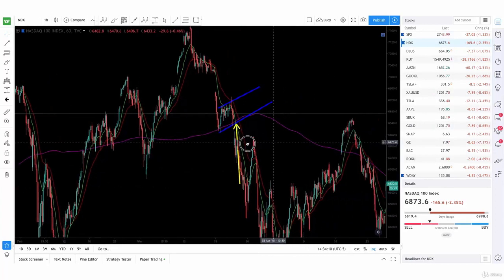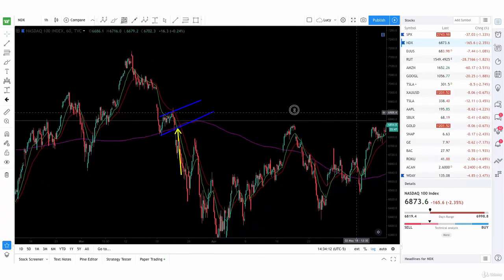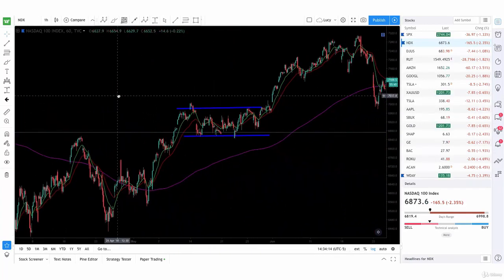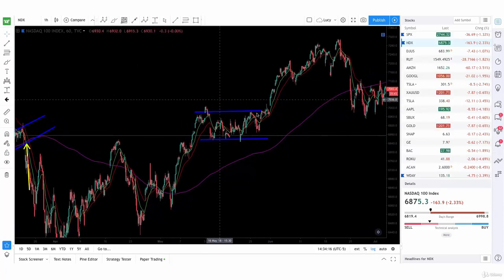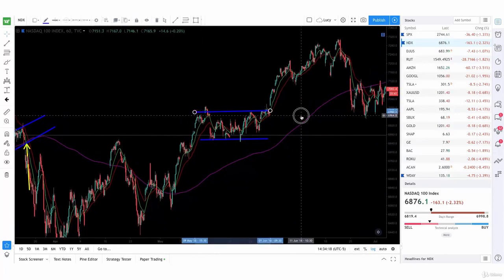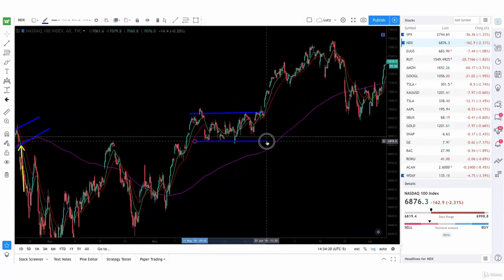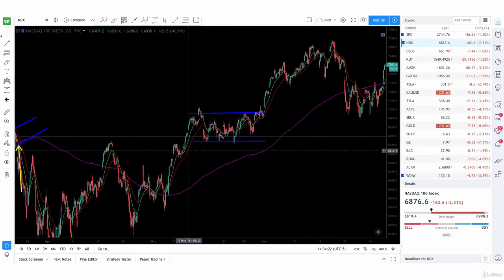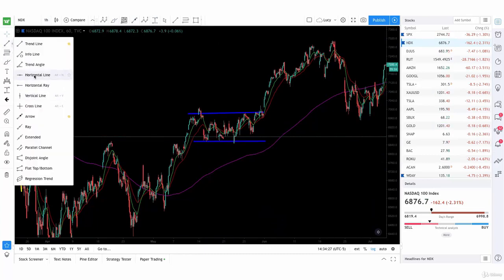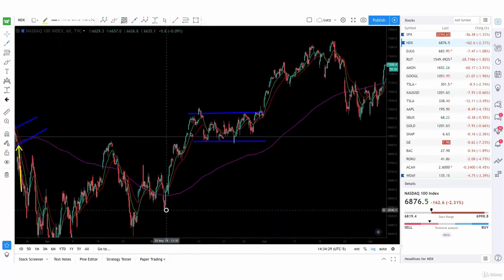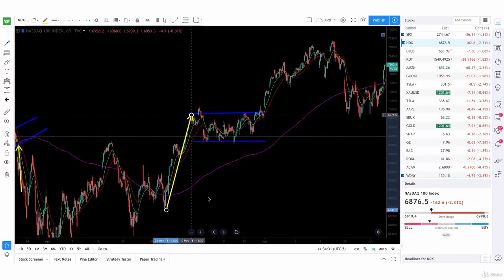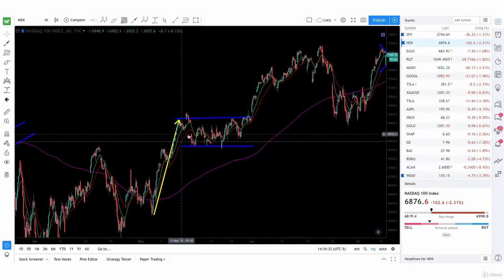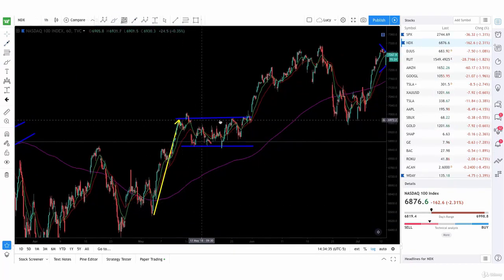Now, let's go and take a look at another flag here, a rectangular flag. All right, so it's the same way. Since it's a continuation pattern, you're going to see that we have our uptrend forming, all this way until we hit this resistance here.